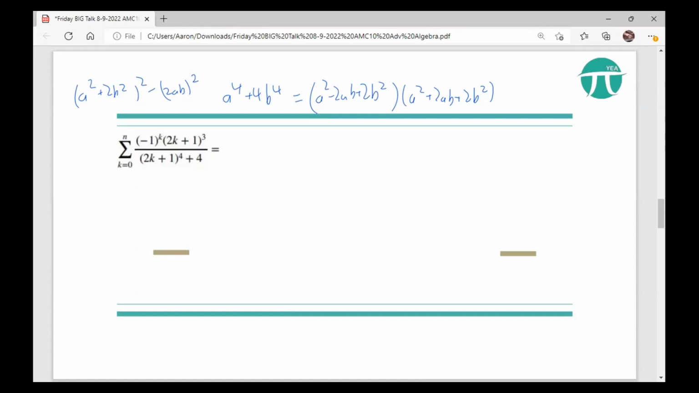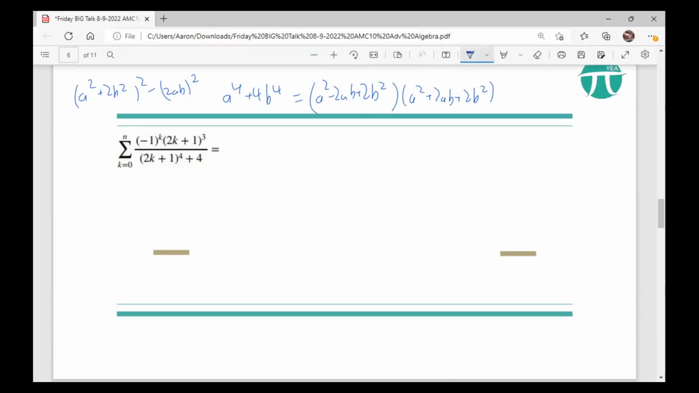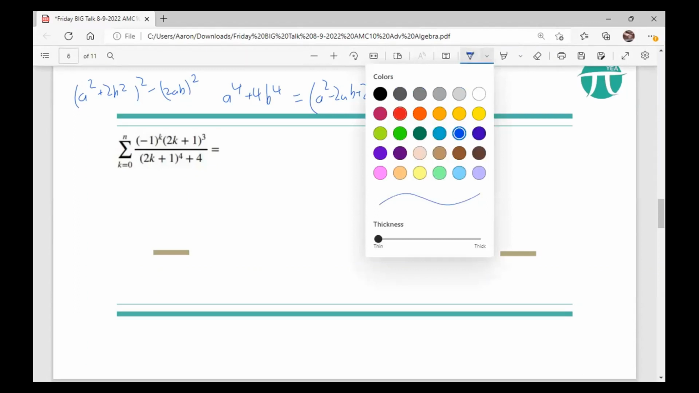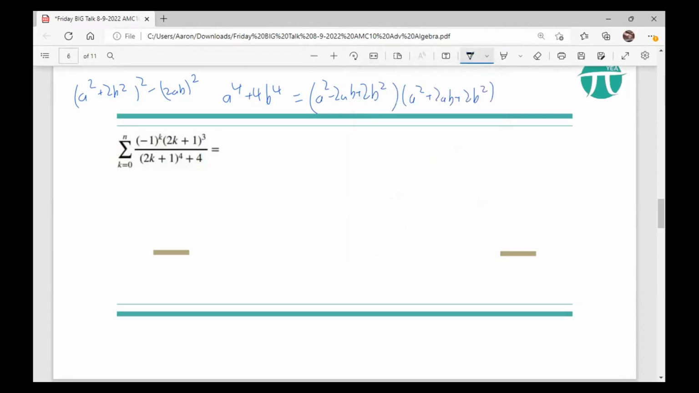So you can use this on the denominator, and this just simplifies it. So this is just the denominator. I'll be using a different color. So it's 2k plus 1 squared minus 2 times 2k plus 1 plus 2, times 2k plus 1 squared plus 2 times 2k plus 1 plus 2.